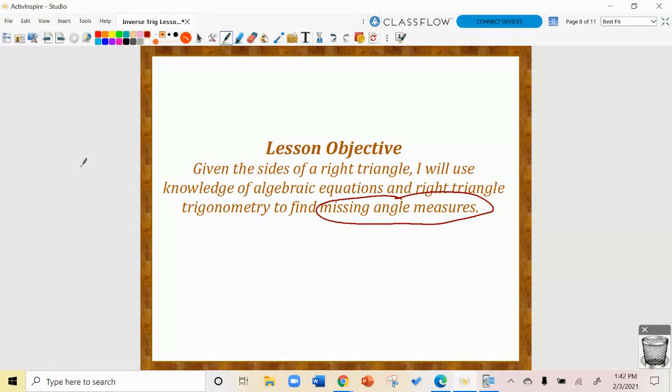So with that being said, make sure that you are working on your homework, the Go Formative assignment. Maybe you're even watching this video on that. And that you are coming in and asking questions, and we'll be working with inverse and solving triangles for all missing parts now when we see you next time in class.